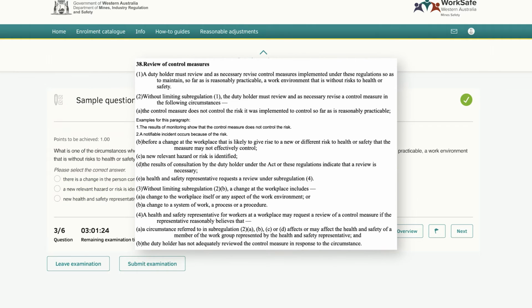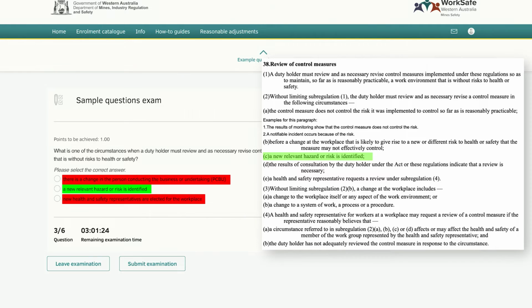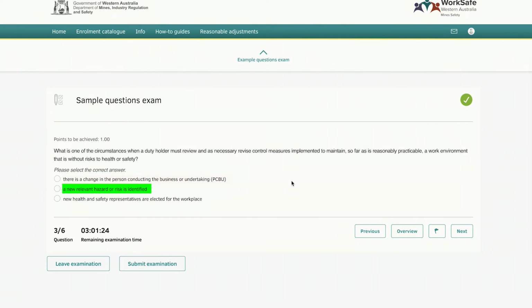This question is based on Regulation 38 of the WHS Mines Regulations, which covers the review of control measures. The second answer is listed under Regulation 38(2). The others are not. Therefore, the second answer should be selected, as it is correct. Click inside one of the circles to select your answer. For a multiple choice question, circles indicate that only one answer can be selected.